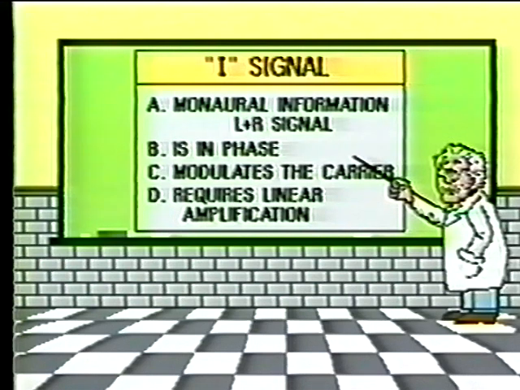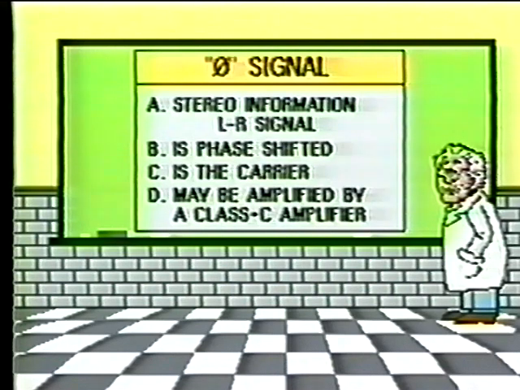The I signal in the phase modulator system contains the monaural information. The I signal will be in phase with the carrier signal and is used to modulate the RF carrier in the transmitter. The I signal requires linear amplification for distortion-free power gain. The Phi signal is an almost quadrature phase-modulated signal that is used to carry the stereo information. The Phi signal becomes the transmitter's RF carrier frequency and will be phase-shifted by an amount somewhat less than 90 degrees. The Phi signal can be amplified by a Class C amplifier and therefore does not require linear amplification.